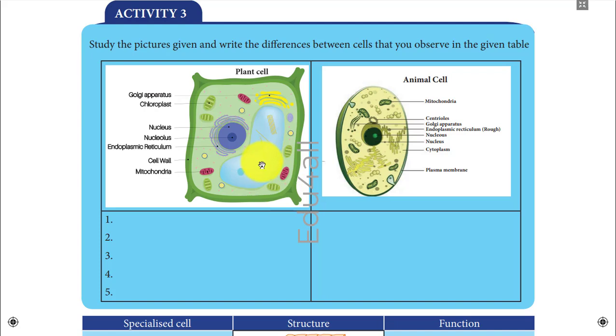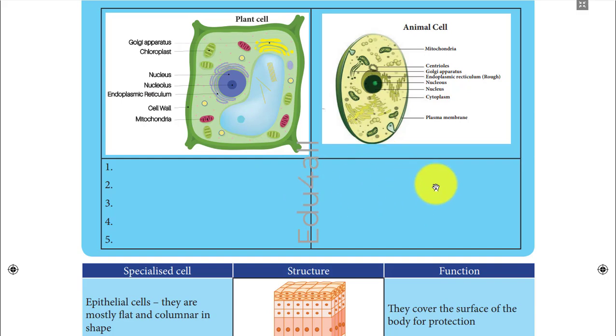So here there is an activity. You can observe what are the differences between plant cell and animal cell, and you can make it inside the boxes.